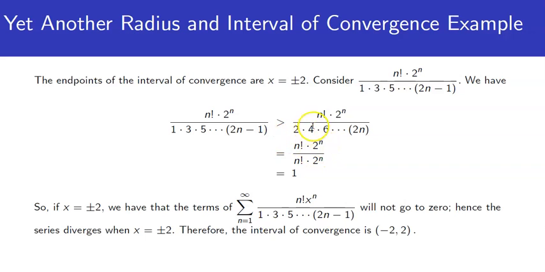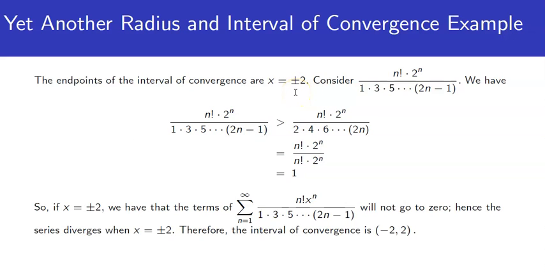Notice that I could factor a 2 out of each of these things. This is 2 times 2 times 2, n times, with a 2 to the n, which leaves me 1 times 2 times 3 times up to n. That's n factorial. This cancels and makes a 1 here.